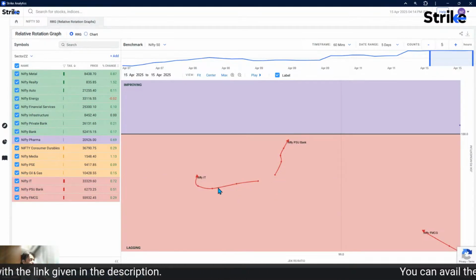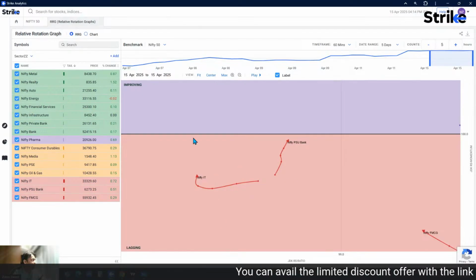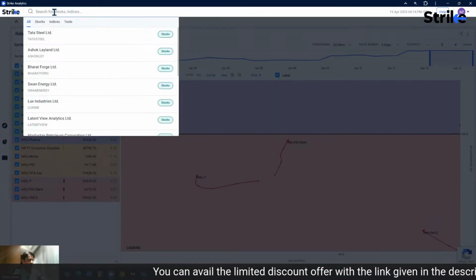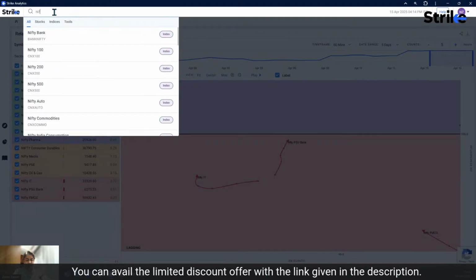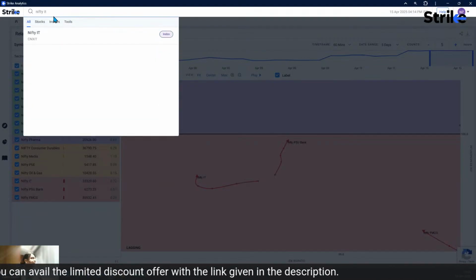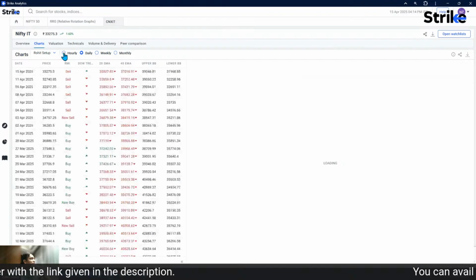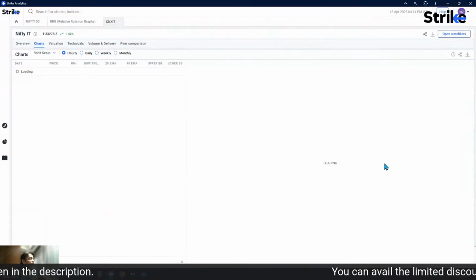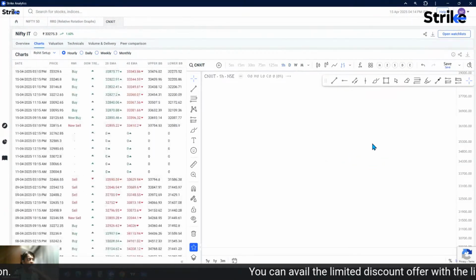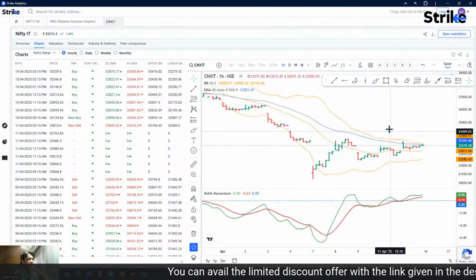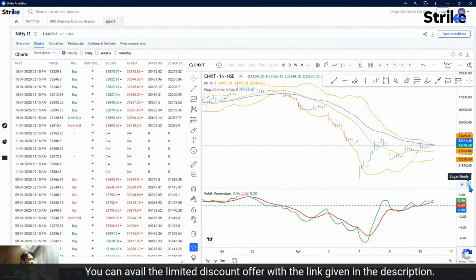And in technical analysis, we generally use Bollinger Band. So you can look at Nifty IT. So Nifty IT on a 60-minute time frame chart, or on an hourly time frame chart, what is happening? See, look at this.